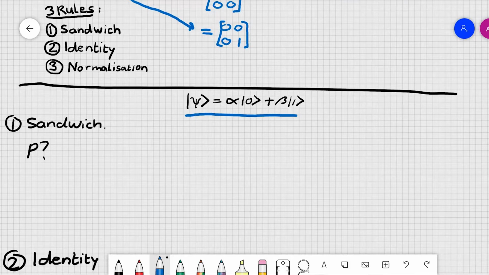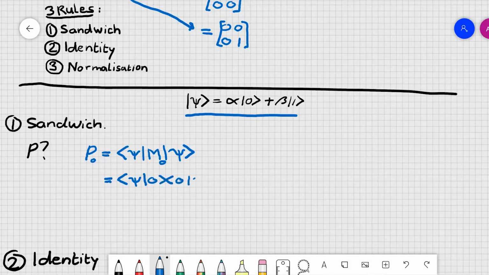Now, calculating the probability is the same as calculating the expectation value of the measurement operator. We calculate the expectation value of an operator by sandwiching it in between the state vector. So P is bra psi, M, ket psi. So for instance, if we want to know the probability of measuring 0, we have to calculate the expectation value of M0.